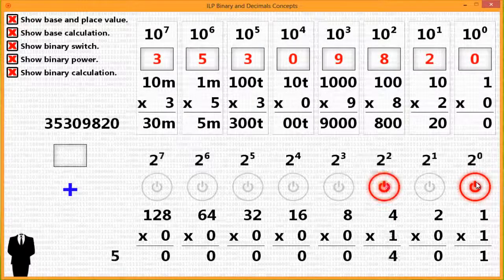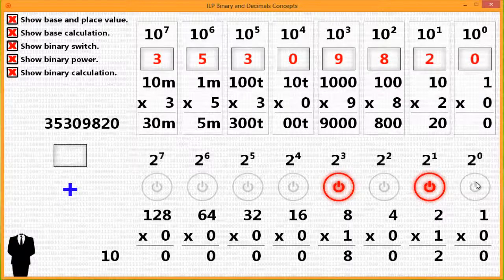6, let me correct that, 6. 6 would be 4 and 2. There you go, 4 and 2. 6. Then 7. Then 8. 9. 10. 11. 12. Oops, that's not 12. 11. And then to have 12, you need 8 and 4.